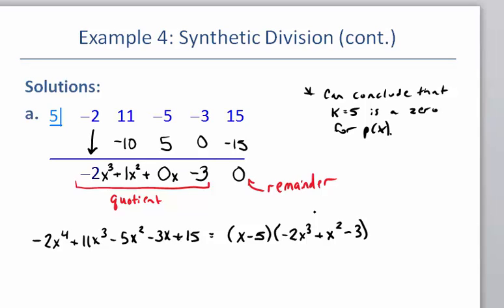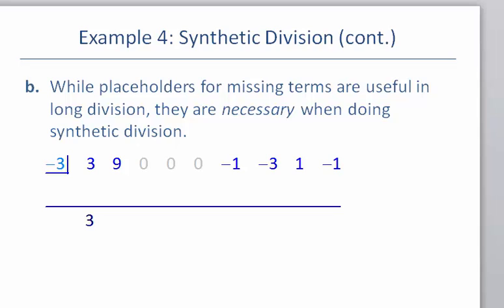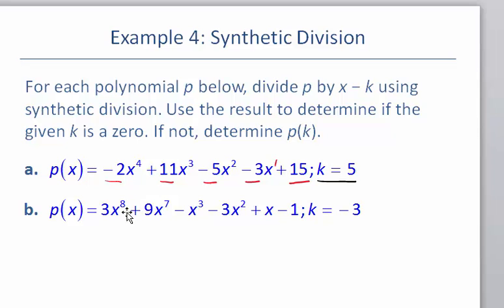All right, let's look at part B. Part B, we have to hold places for the missing x terms. So let's look back at our problem just for a second. We have an 8th power, a 7th power. We're missing the 6th power. So we're going to be inserting into this a 0x to the 6th, a 0x to the 5th, a 0x to the 4th. We have our x to the 3rd, x squared, x to the 1st, and 1.